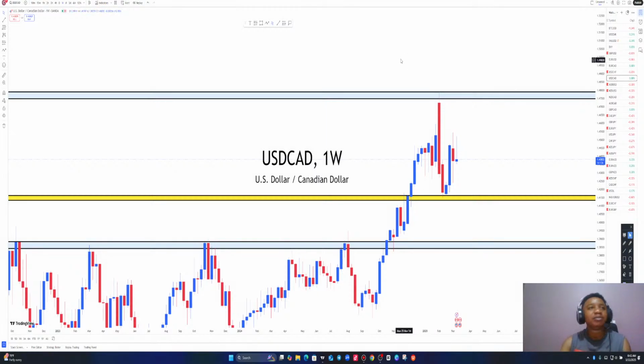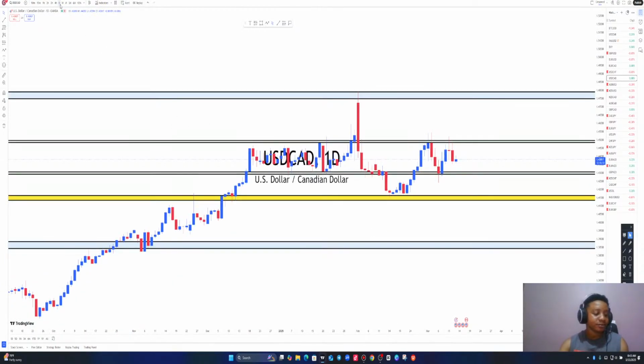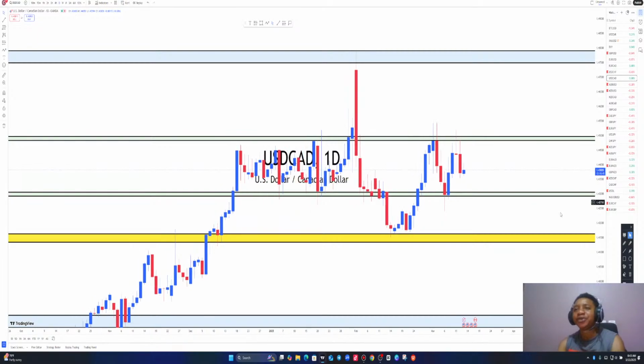So USD CAD, let me take it all the way to the daily time frame to add more meaning into this technical analysis as well. So onto the daily time frame of USD CAD. Okay, so this is USD CAD on the daily time frame. Let's look at it very well. Now on the daily time frame, we have the daily upper zone and the daily lower zone. Price is in an uptrend on the daily.